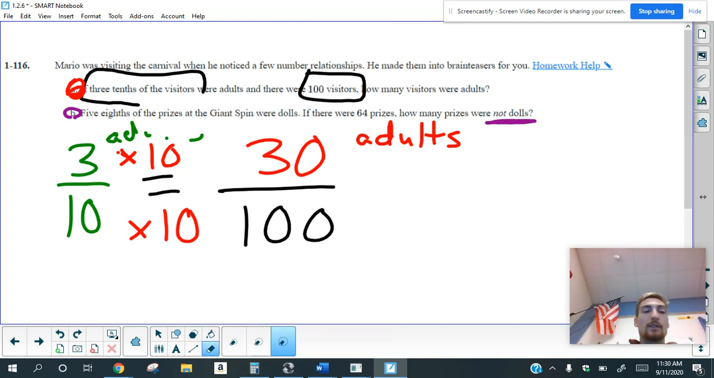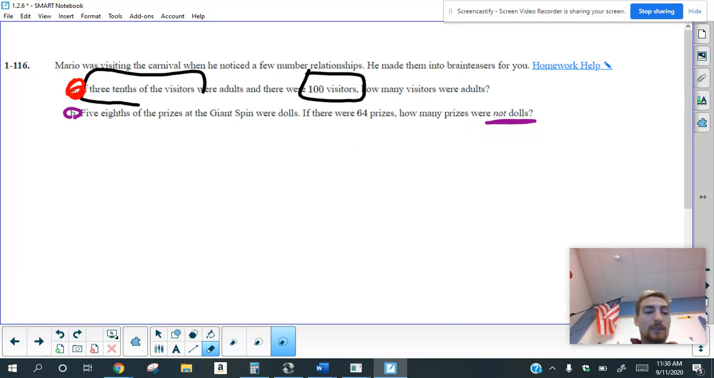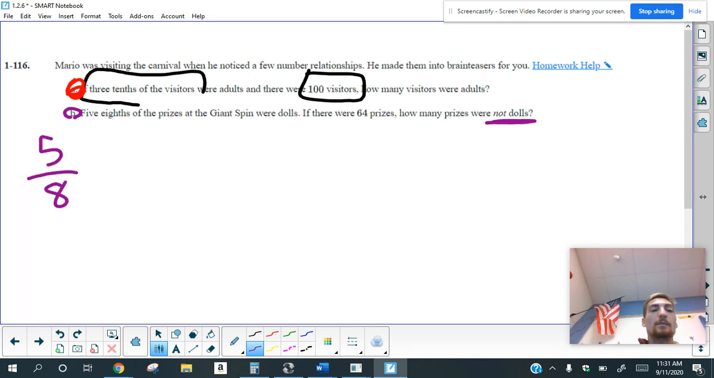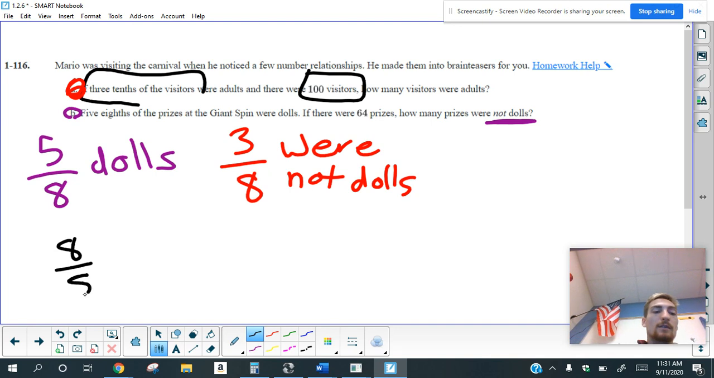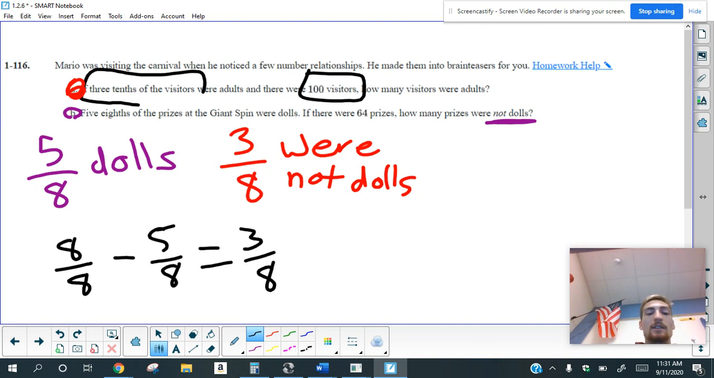All right, so I'm going to get rid of what we have here for that last problem. And this is going to be 2 steps, right? Because it gives us how many dolls there are, but we're looking for not dolls. So if 5/8 of the prizes were dolls, then 3/8 of the prizes were not dolls. If we did 8 over 8 minus 5 over 8, it would give us 3 over 8. This is all of the prizes, and if 5 out of 8 were dolls, that leaves us with 3 out of 8 that were not dolls.